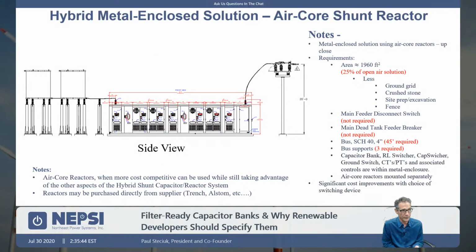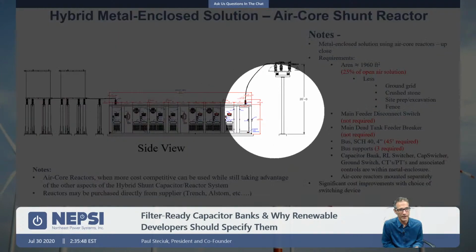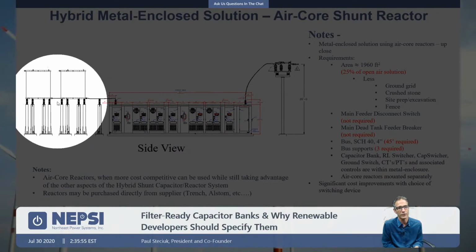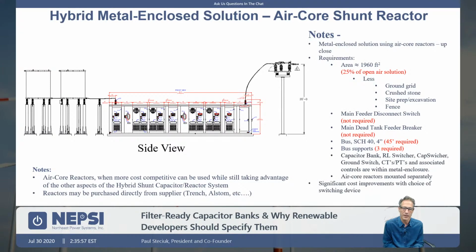And the difference between these slides is there are occasions where an air core reactor for the shunt reactor portion makes more sense as air core rather than as iron core. At about say 6 or 7 megavars, there's a crossover point where air core reactors become less expensive than iron core, so you may have a desire to put air core reactors in there.